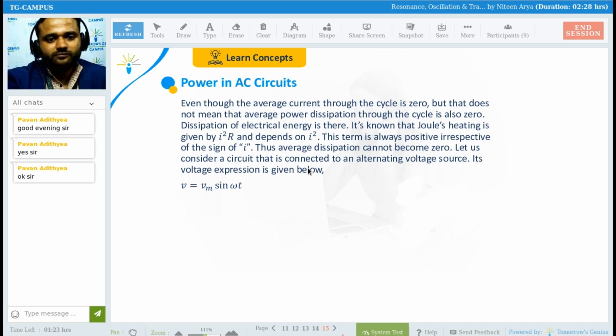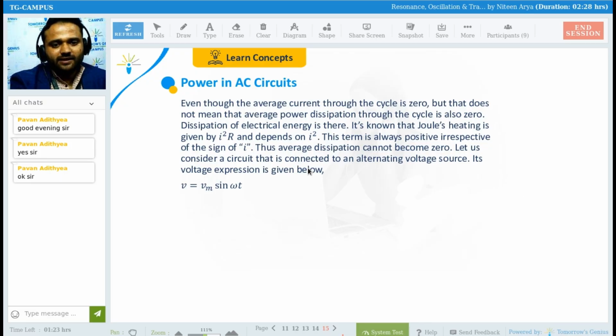Okay. So now we are going to revise the stuff for power and everything. Then we are going to discuss LC oscillation, the main thing.